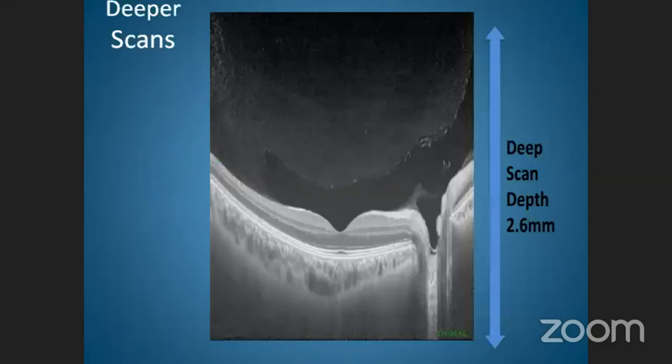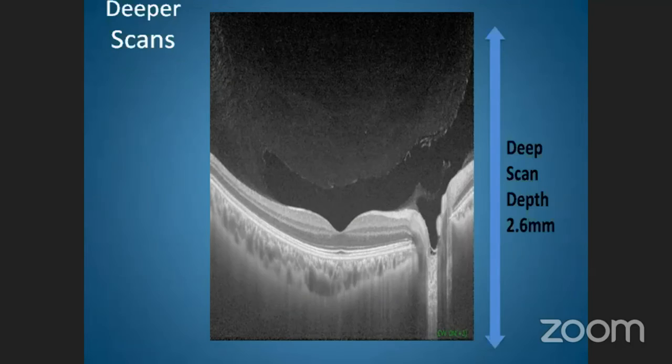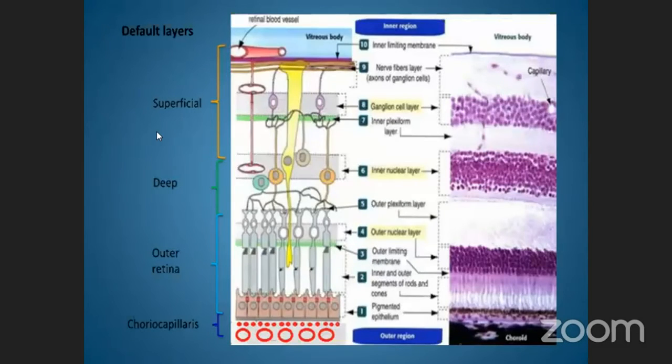So basically, in one scan, we get a crystal clear view from the vitreous cavity to the choriocapillaris. The A-scan rate is around 1 lakh A-scans per second, and the axial resolution is around 2.6 millimeters. So what the scan does is, it divides it into 4 layers: the superficial capillary plexus, the deep capillary plexus, the outer retina, and the choriocapillaris.